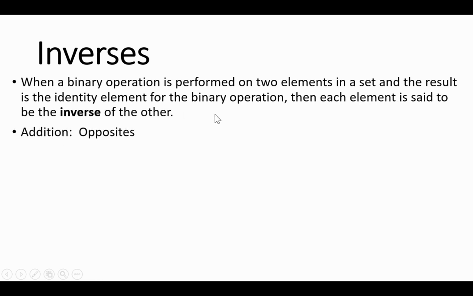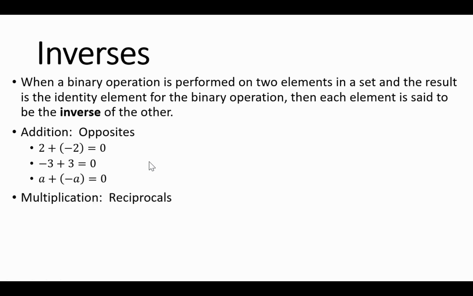What does this mean? For addition, we have opposites. If I can get a 0 after the equal sign, that means I've got an inverse. 2 plus -2 is 0. -3 plus 3 is 0. A plus -A is 0. So this is the inverse for groups.